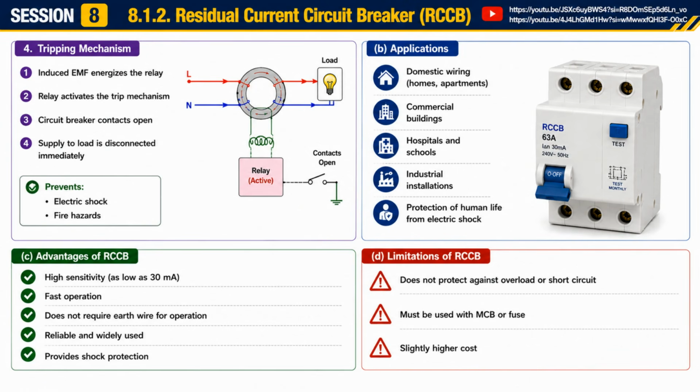3. Advantages of RCCB. High sensitivity, typically 30 milliamperes. Fast tripping during leakage faults. Does not require an earth wire for operation. Reliable and widely used in modern electrical installations. Provides excellent protection against electric shock.